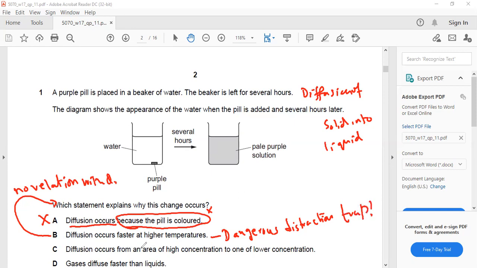Diffusion occurs from an area of high concentration to a lower concentration. Yes, it has high concentration. So here there is no pill, so it diffuses into lower concentration. This is also a trap. Gases diffuse faster than liquid, yes, but it has nothing to do with this question. Why this change occurs? There is no gas here. So C is the answer.